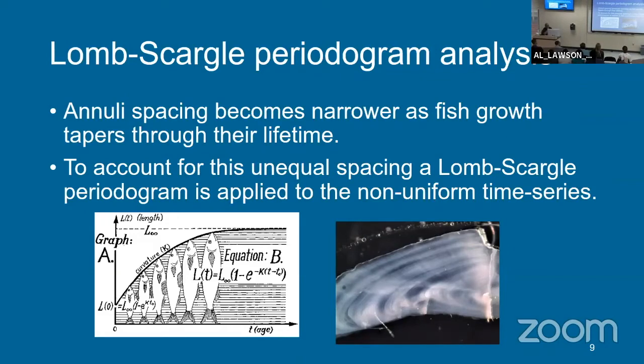The image on the left is everyone's favorite von Bertalanffy asymptotic growth curve, and you can see how it's reflected on the right, with annuli formation on that otolith tapering toward the edge.